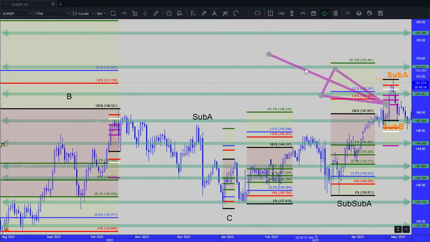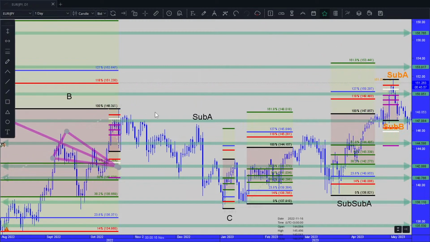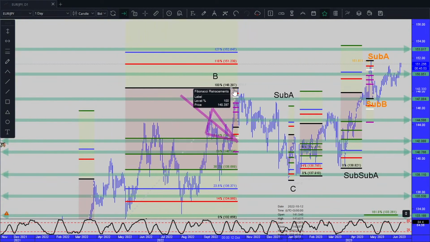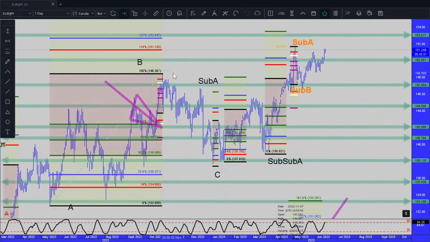What do you think? Is this contrarian Fibonacci, sub A, sub B, a contrarian Fibonacci on the original one? And you cannot see it, you know, this is the maximum compression, right?